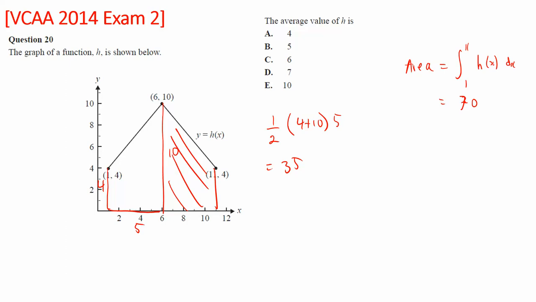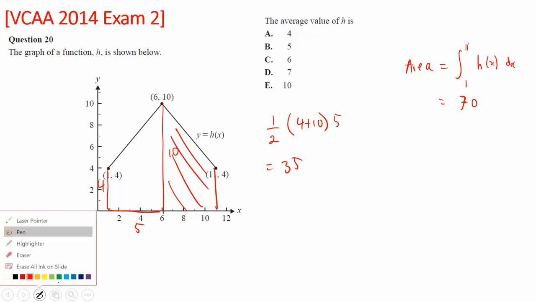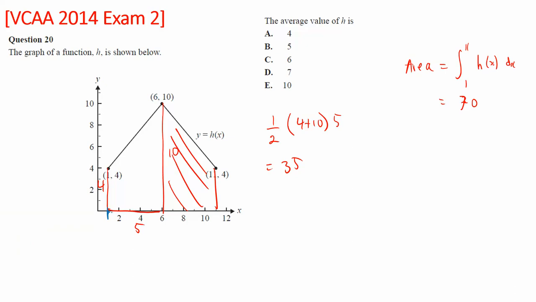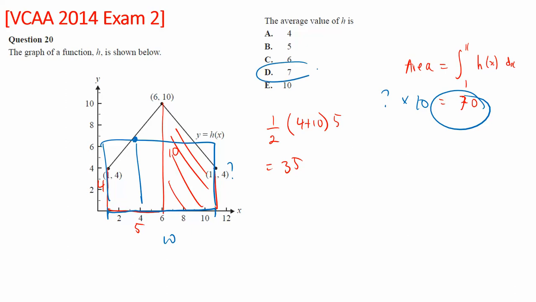Okay? But remember, we said that we want to find a rectangle, which I'll color in blue now. You know that the width is 10. The width is 10. We're trying to find a height, f of c, such that the rectangle will give you the same area. So 10 times what will give you the exact same area? So 10, which is the width, times what gives you exactly 70? 7. So the answer has to be D.